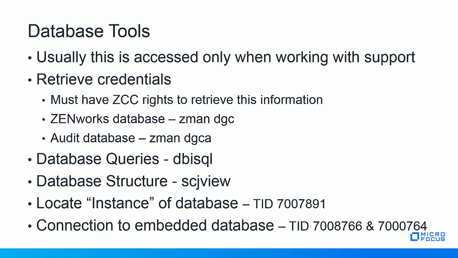To locate the instance of the database, go to ZENworks Home, conf, datamodel, and the zdm.xml and the zenaudit.xml will contain the instance for the particular databases, or follow TID 7007891. To connect to the embedded database, there are some parameters needed, which we'll outline and are mentioned in the TIDs 7008766 and 7000764. Let's have a walkthrough.